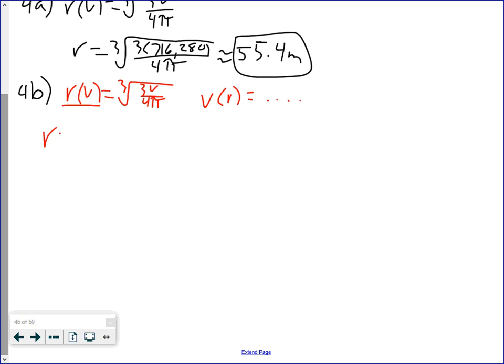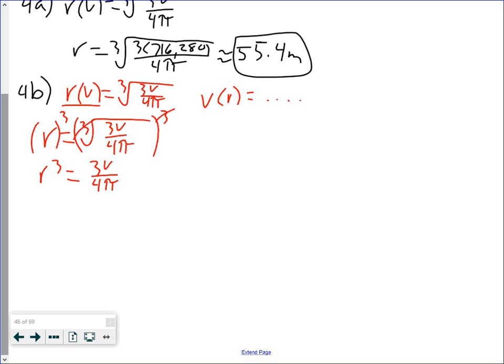So we have r equals the cube root of 3V over 4 pi. We're just rewriting it without the parentheses of V. Now we're going to cube both sides, so you can get rid of that cube root. So r cubed equals 3V over 4 pi. The cube root and cube cancel out.